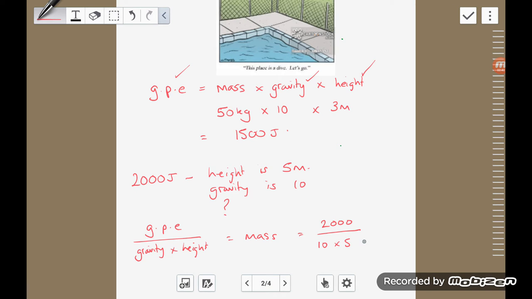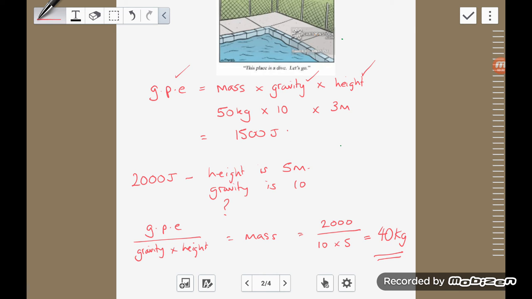And so that's 2000 divided by 50, and that equals, one second, I should have my calculator, 40. So we have got a mass of 40 kilograms for the object that has a gravitational potential energy of 2000 at a height of 5 meters. And that's how to do gravitational potential energy equations.